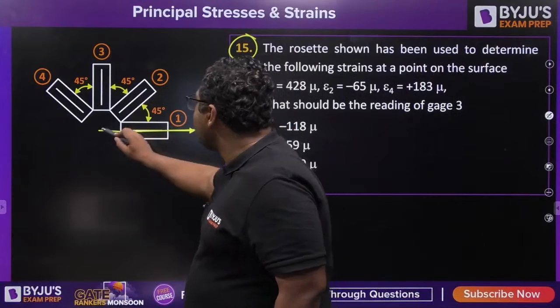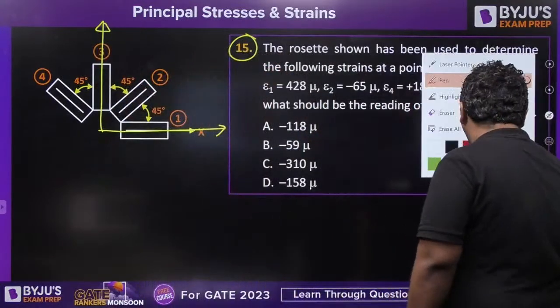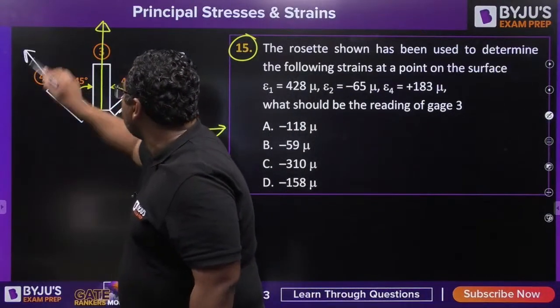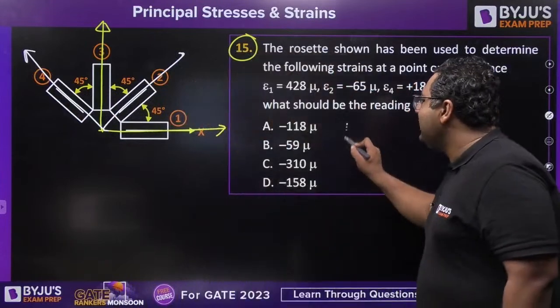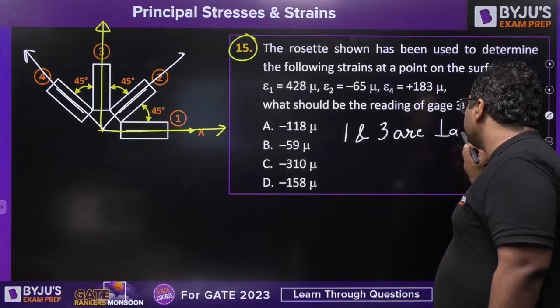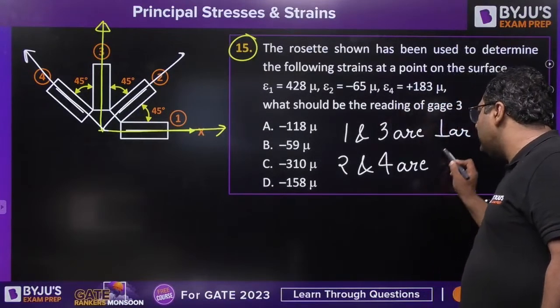This strain gauge and this strain gauge are perpendicular to each other. And this strain gauge and this strain gauge are perpendicular to each other. So 1 and 3 are perpendicular. 2 and 4 are perpendicular.